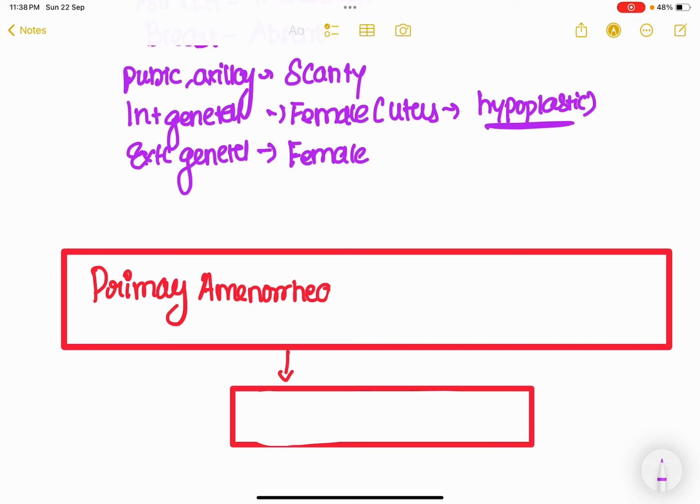Pubic and axillary hair is going to be scanty because the androgen that is getting released from the ovary is also decreased. FSH and LH is going to be increased because the negative feedback estrogen had on FSH and LH is going to be lost. So because of that reason, FSH and LH will be increased. Estrogen is going to be decreased.